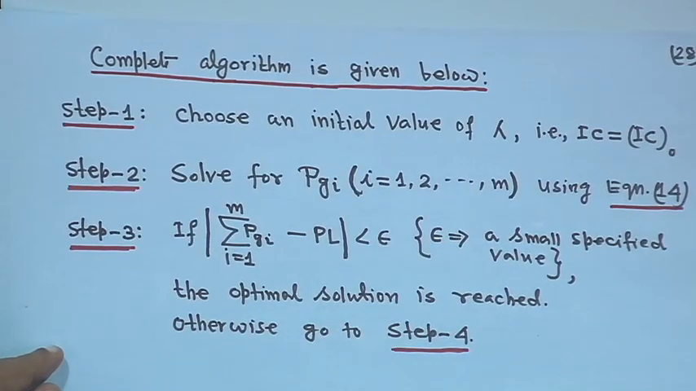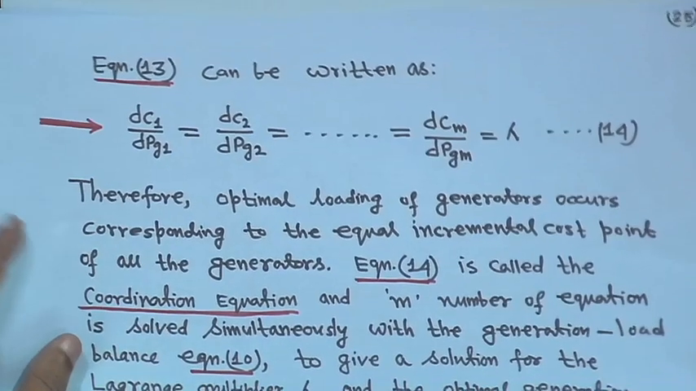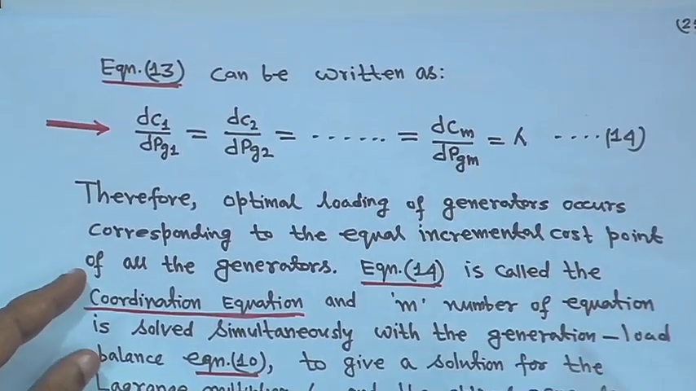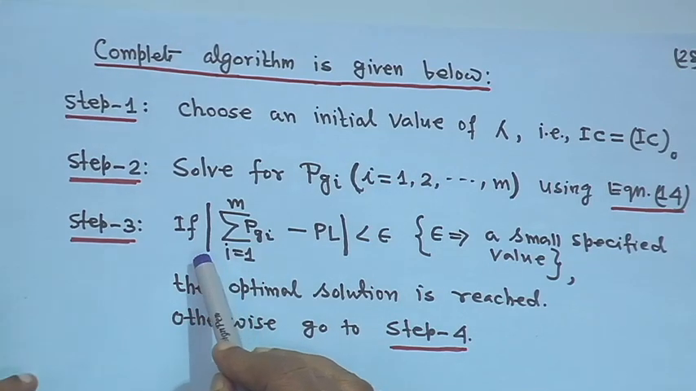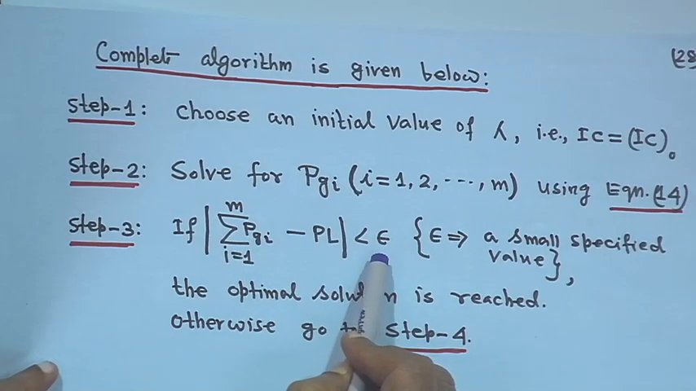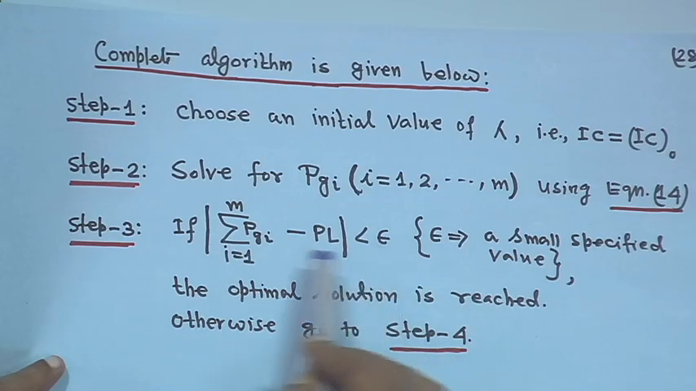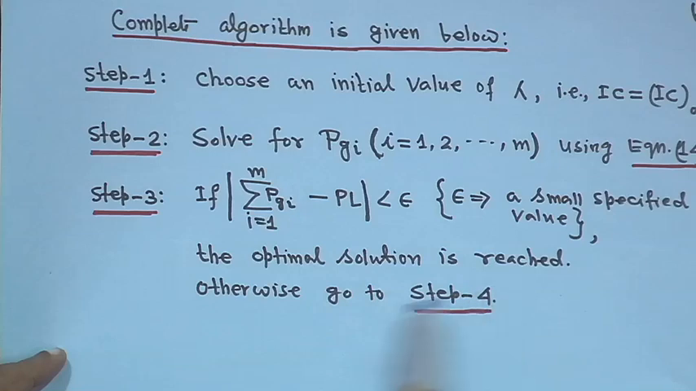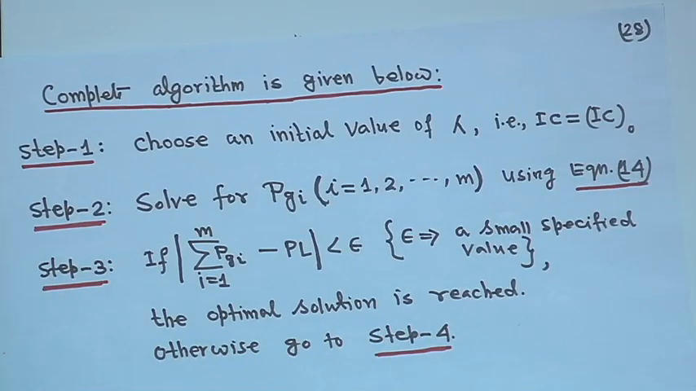So, this is the coordination equation, this equation you have to solve, right. Then you have to check the absolute value of the sum from i equal to 1 to m of PGi minus PL, whether it is less than epsilon or not. Epsilon is a small specified value, your convergence criterion, because generation has to match load, loss is ignored for this case, right. So, if it is less than epsilon, the optimal solution is reached, otherwise you have to go to the next step.